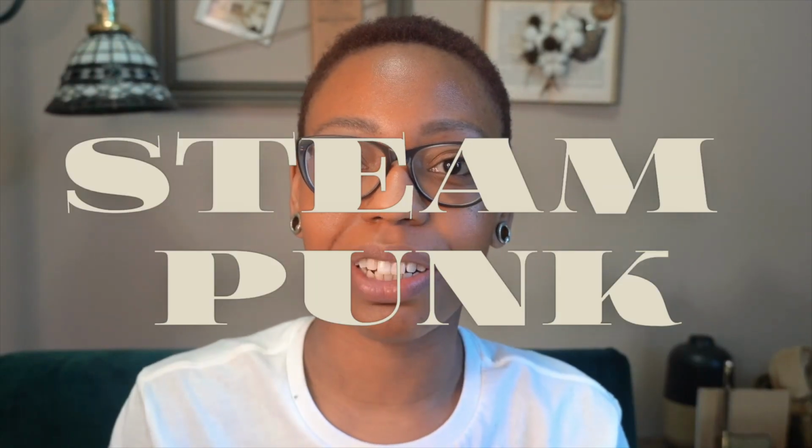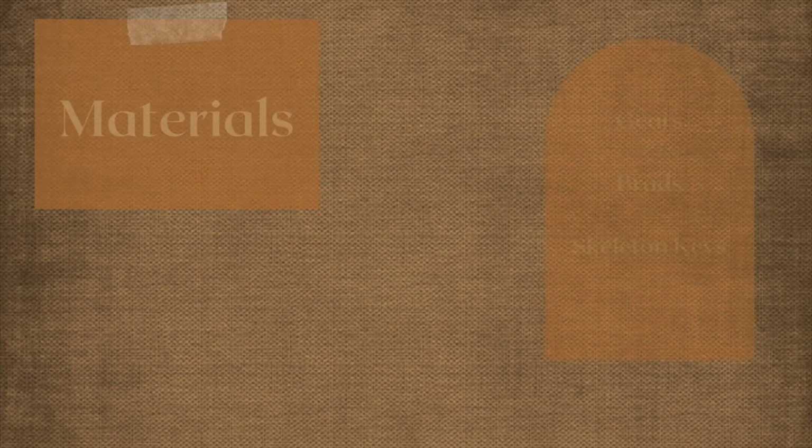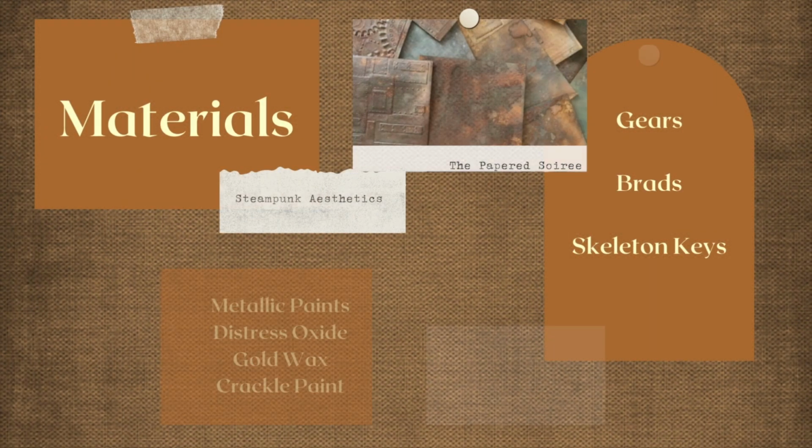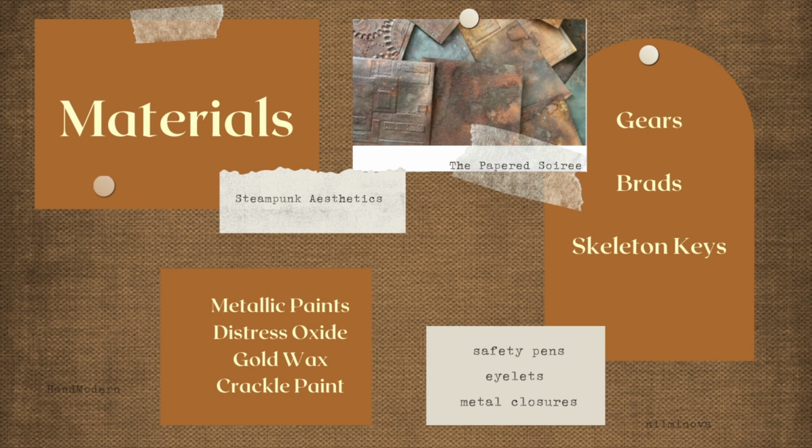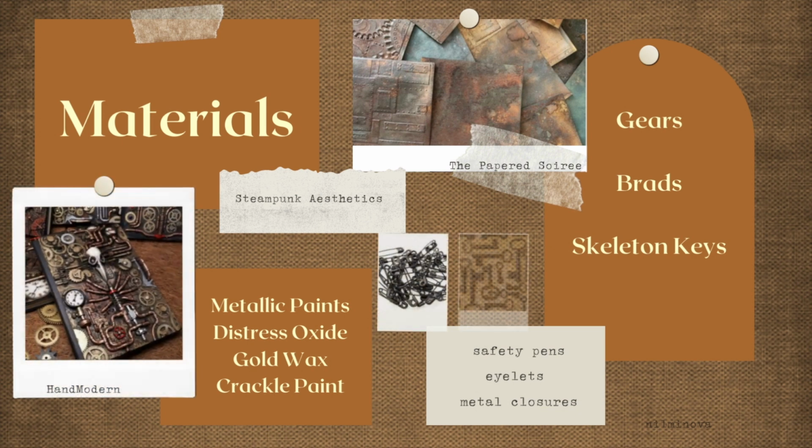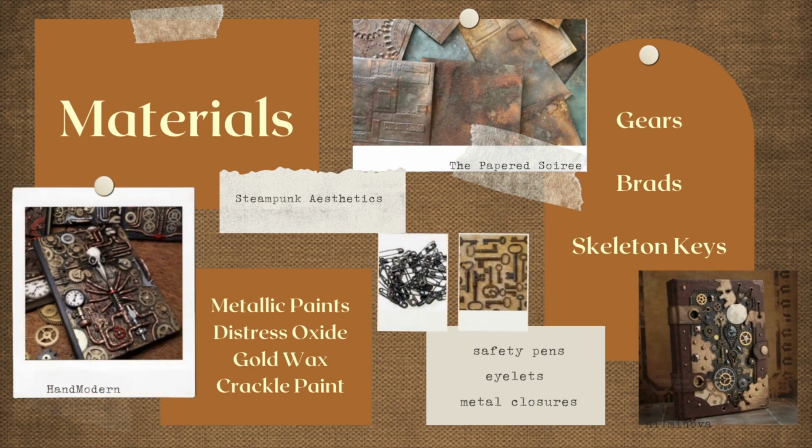If the Victorian era and science fiction had a baby, it would be steampunk. Materials that are most commonly used within the steampunk aesthetic include metals and metallic paints. That means using gears, keys, brads, safety pins, and eyelets, and metal closures. Metallic paints and waxes are often used to mimic metals. Other commonly used materials include crackle paints and distressed oxides. Brass and copper tones are a signature of steampunk.